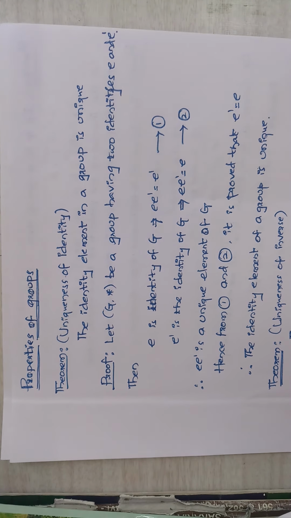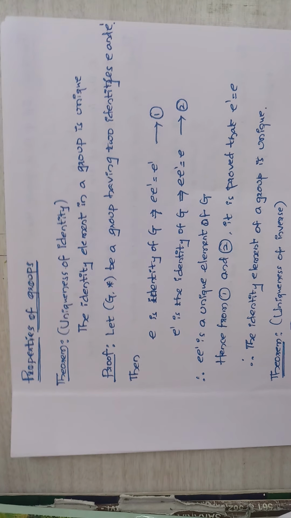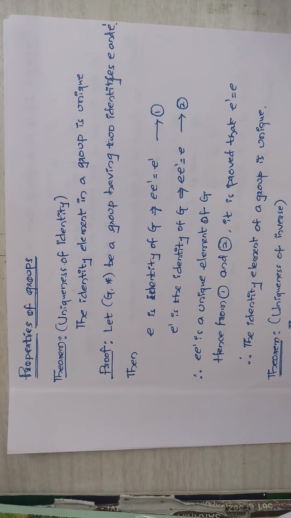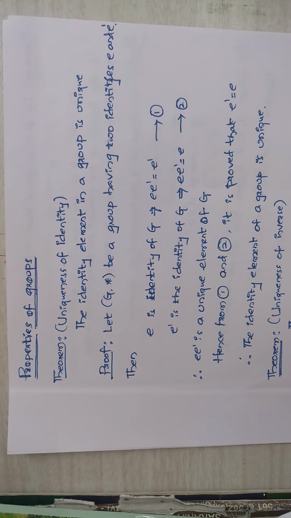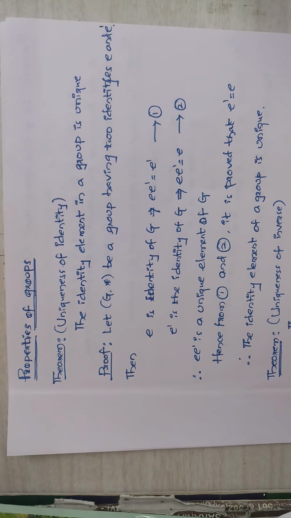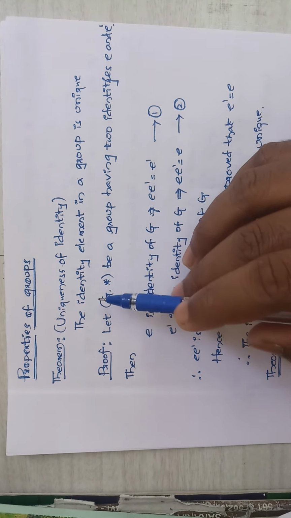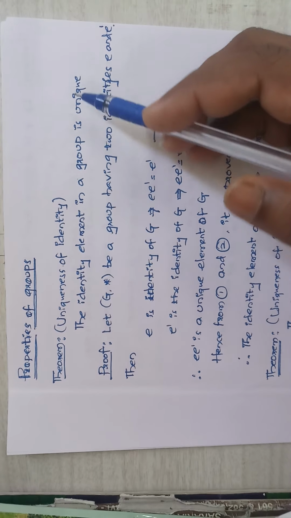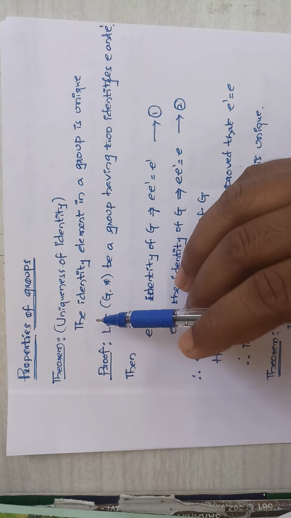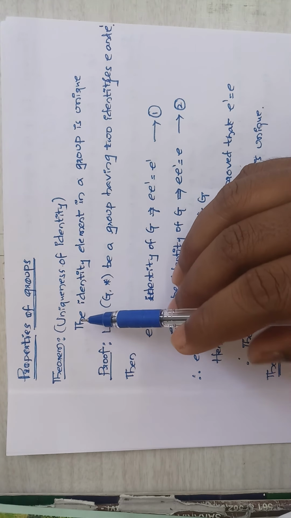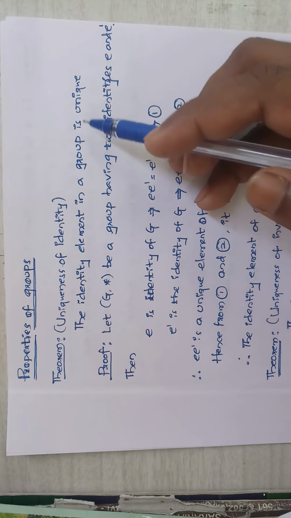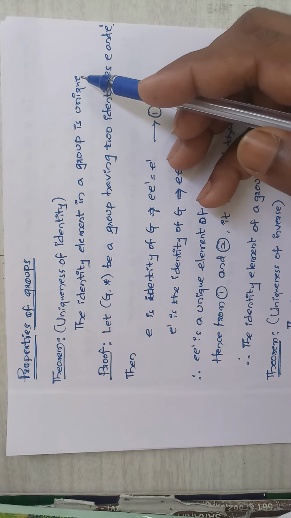So let me see, in this class the properties of groups. Here there are some properties. The first one is a theorem, that is uniqueness of identity. It means the identity element in a group is unique. In the exam they can ask: prove that the identity element in a group is unique.